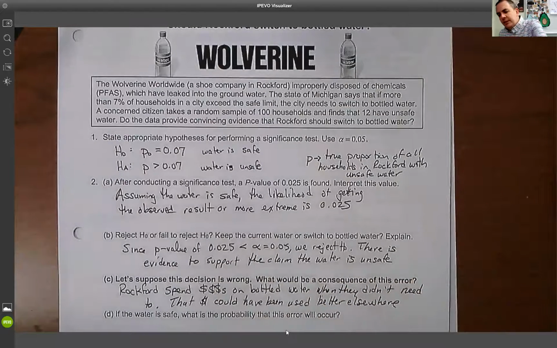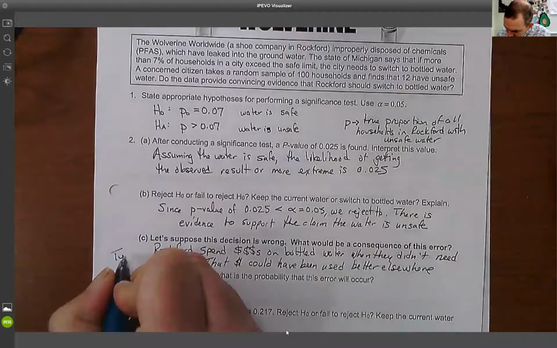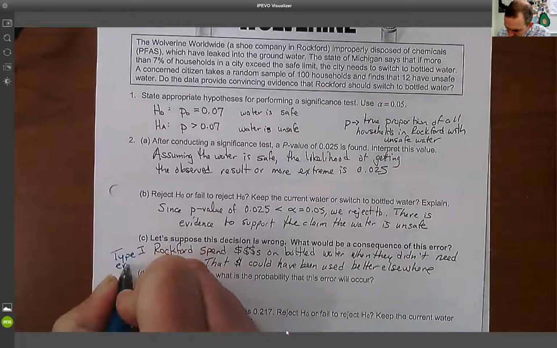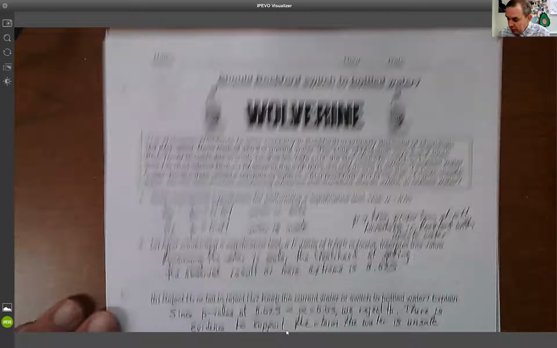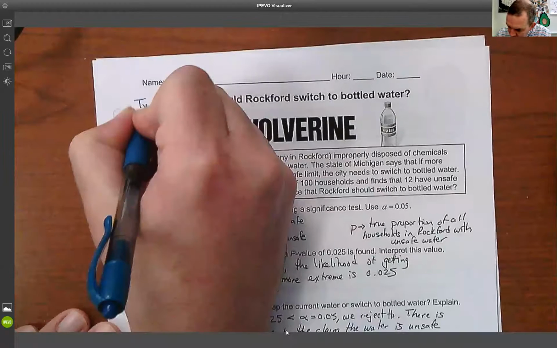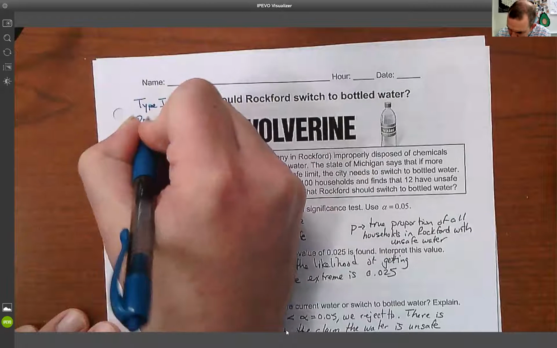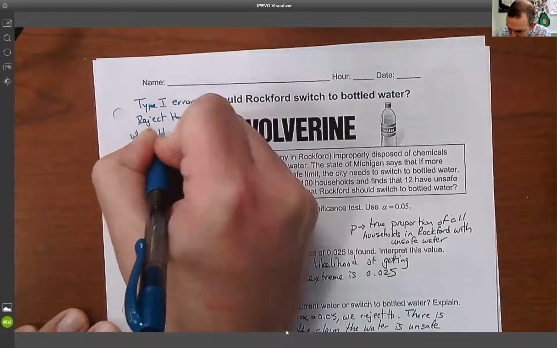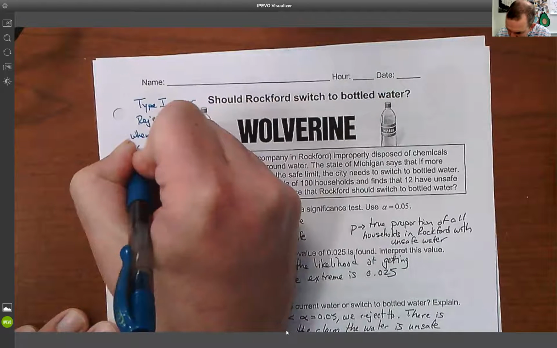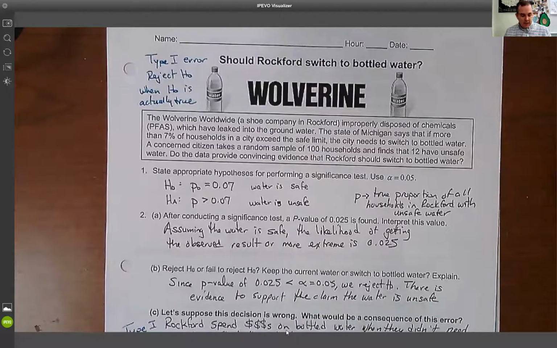This guy right here has a name, and it's called a type 1 error. A type 1 error is when I reject the null hypothesis when in fact the null hypothesis is true. So again, the way I want to say it is, type 1 error: I reject the null hypothesis when the null hypothesis is actually true. So that's the first type of error I can make. It's called the type 1 error.